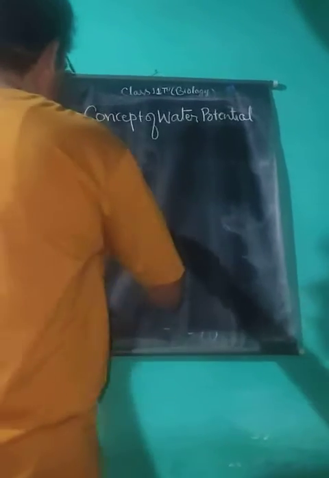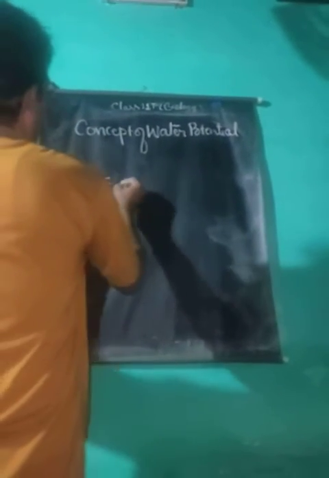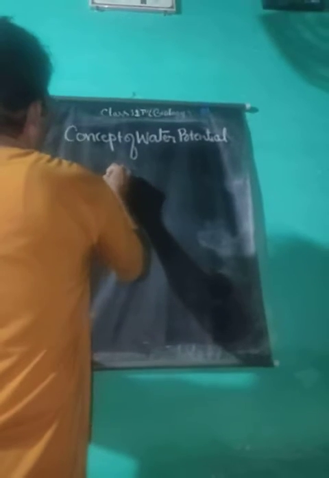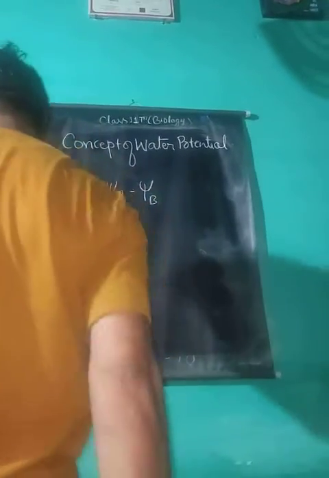Usually, the free energy of pure water is greater than the free energy of other solutions prepared in water. If two regions in an aqueous system have water potentials psi A and psi B, the difference of water potential will be delta psi is equal to psi A minus psi B.